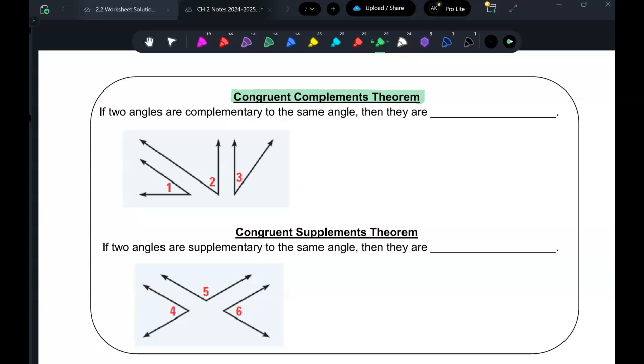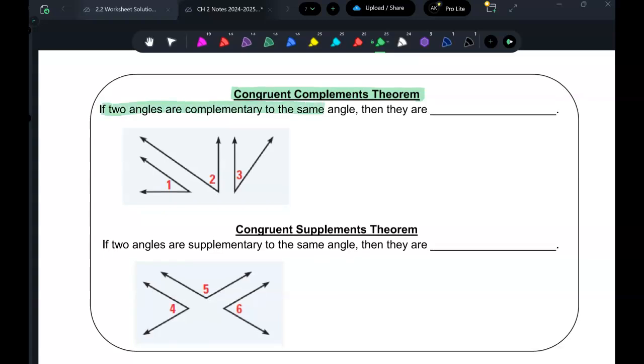Okay, congruent complements theorem. This one says if you have 2 angles that are complementary to the same angle, then they are what? Okay, let's do some investigation. Let's just look at angle 1 and angle 2. Let's say these 2 are complementary. Let's say angle 1 is 30 degrees. Okay, so ignore angle 3.